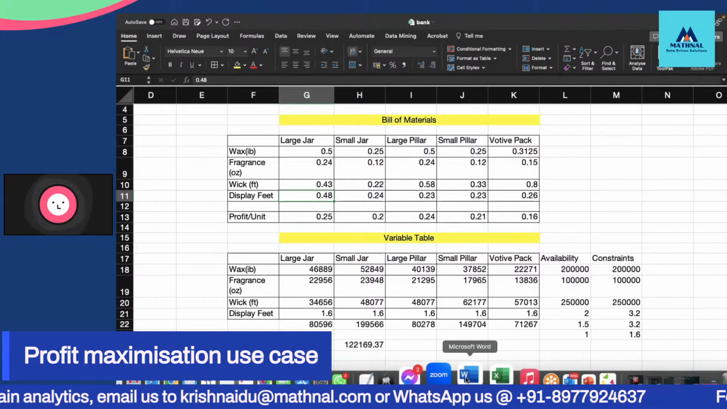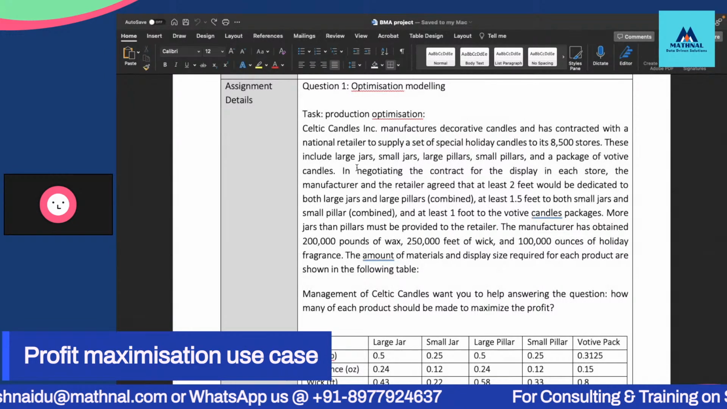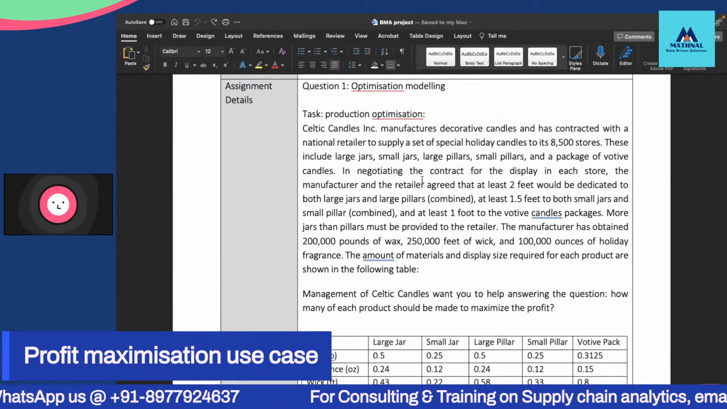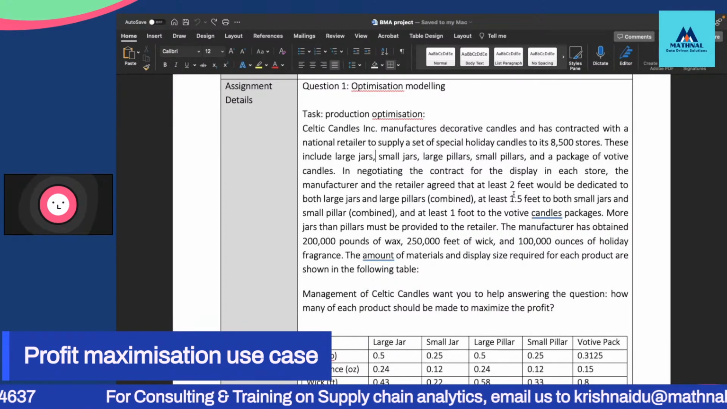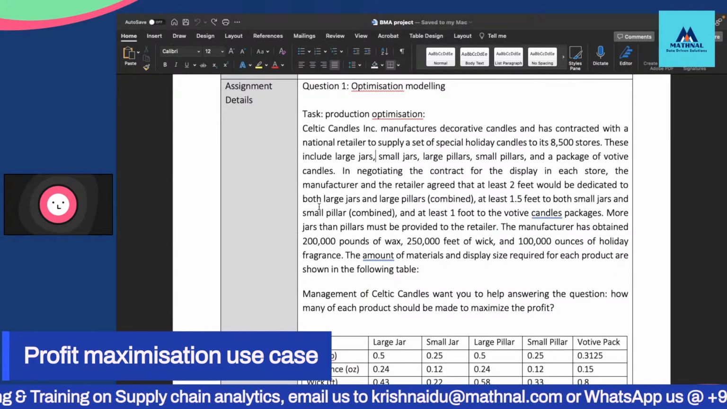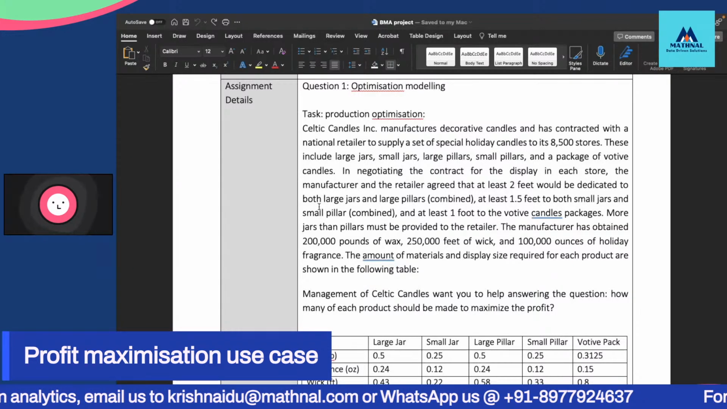So this is what they have given to us. Let's see the problem once again. This includes large jars, large pillars, small pillars, and packages of votive candles. In negotiating a contract for display in store, the manufacturer and retailer agreed that at least 2 feet would be dedicated to both. At least 2 feet means they are deciding it now.